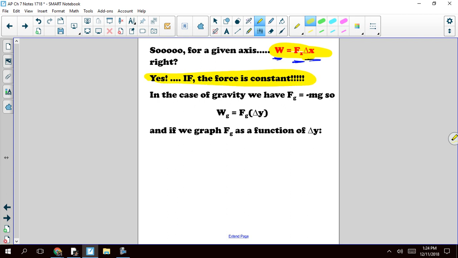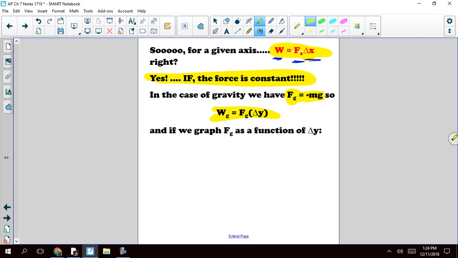For example, in the case of gravity, the force of gravity is a constant force, right? It's equal to mass times g, and the negative indicates the fact that it's down. And so if you wanted to calculate the work done by gravity, you would multiply the force of gravity by the displacement vertically, right?